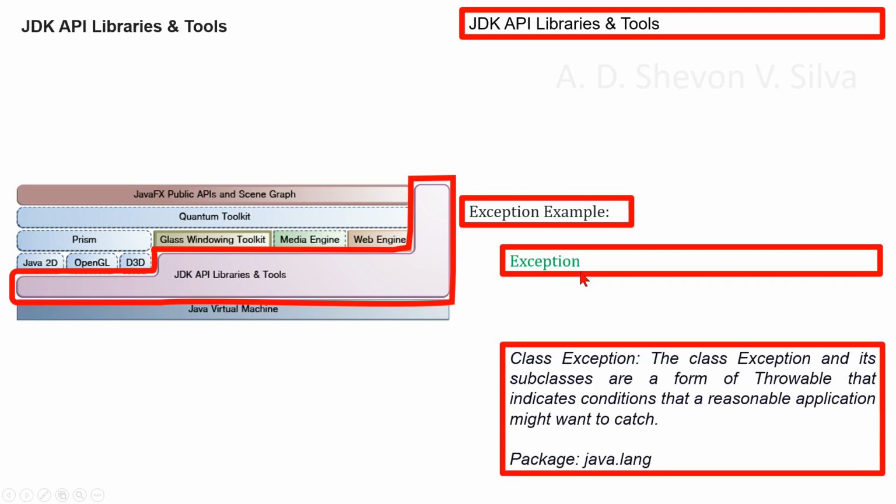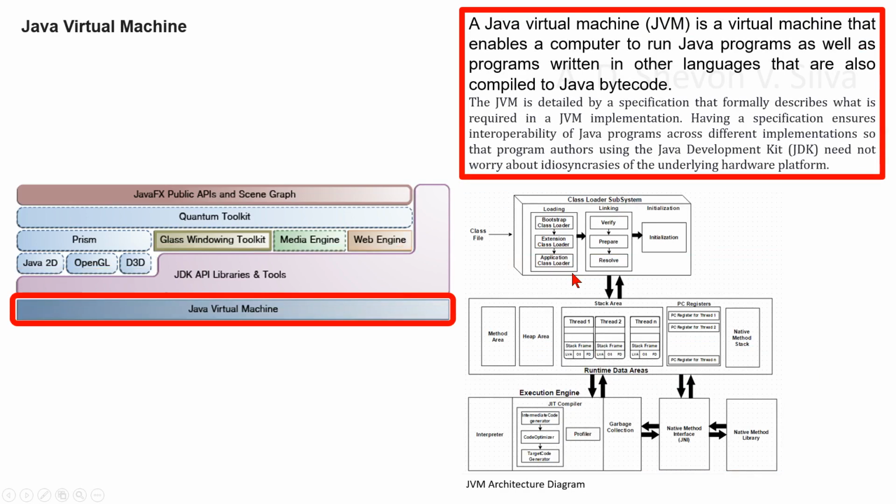Exception example. The class Exception and its subclasses are a form of Throwable that indicates conditions that a reasonable application might want to catch. This is in package java.lang. Now we are focusing on the Java Virtual Machine.